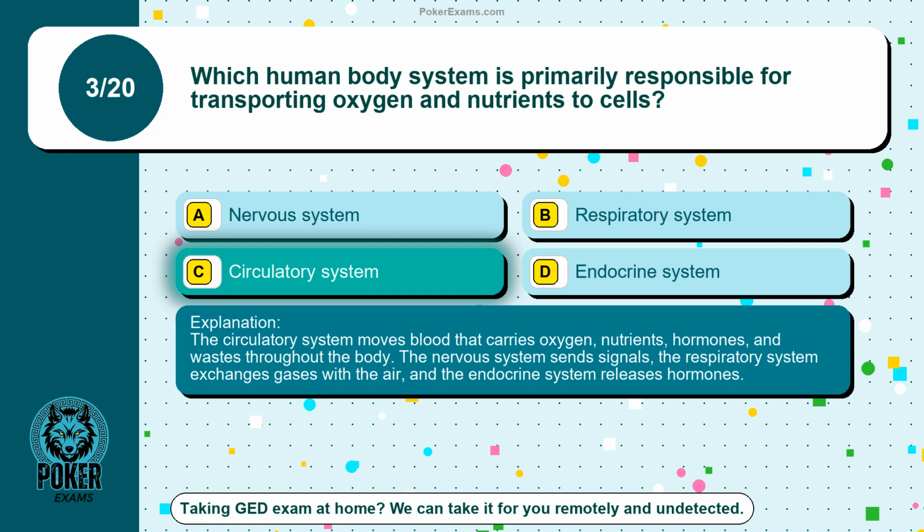The circulatory system moves blood that carries oxygen, nutrients, hormones, and wastes throughout the body. The nervous system sends signals, the respiratory system exchanges gases with the air, and the endocrine system releases hormones.